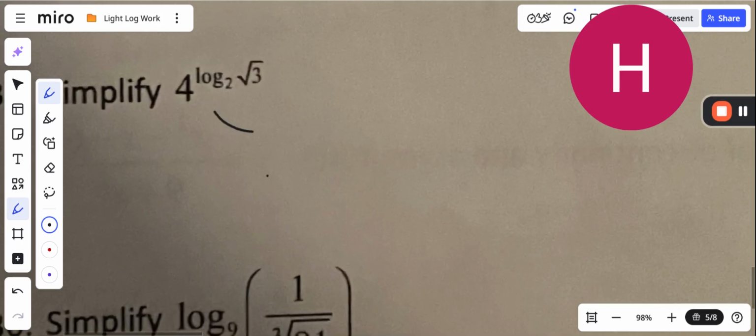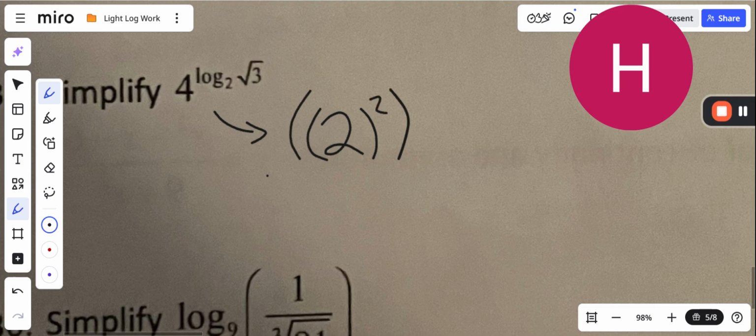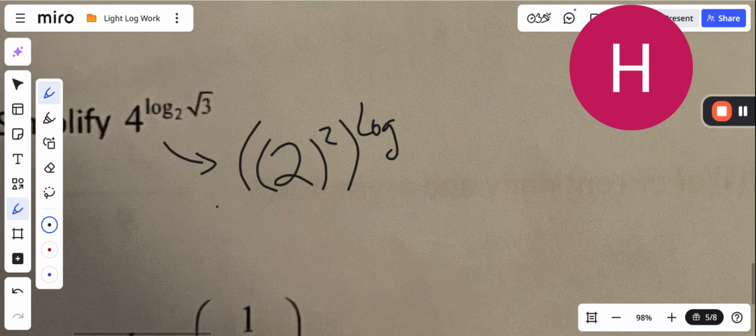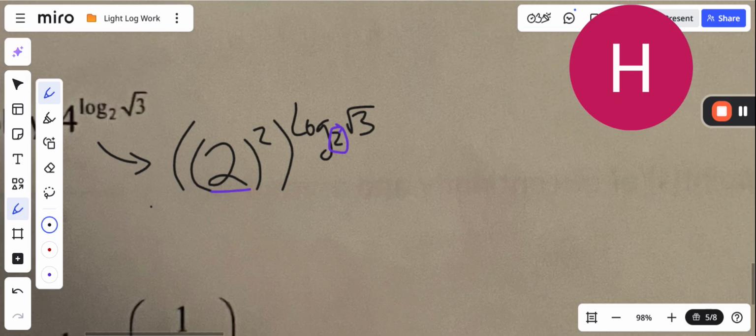So for the first problem, I'm going to start off by relabeling the base as a 2, because 4 is just 2 squared. So this is 2 squared to the power of log base 2 of square root 3. Now I'm not going to go into what log is all over again, but I do want to mention that it's helpful to have the same base on the log as we have on the ground. Now the properties of exponents say that I can simply multiply this 2 to the exponent on the outside, which is log base 2 of square root of 3.